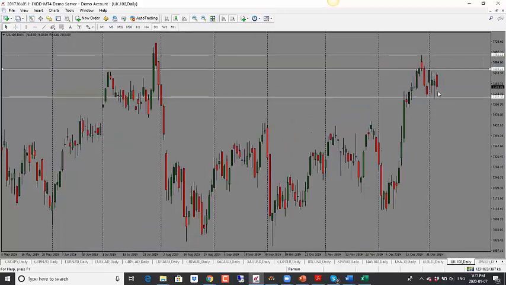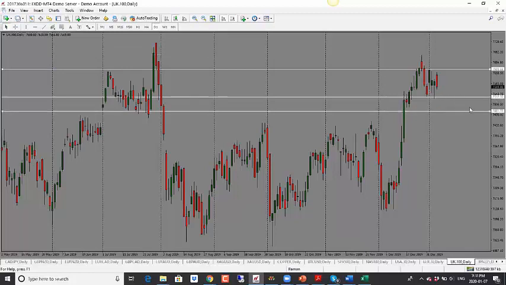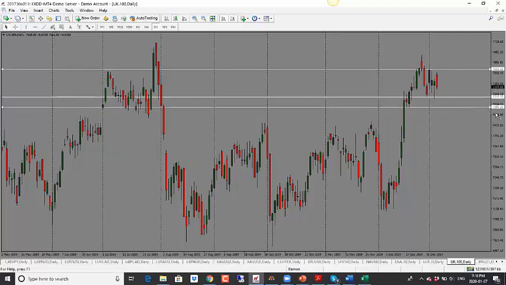FTSE, we do have a bearish candle close. So looking for price to drop into 75.30, which is the support level here. And then should it go further, we're looking at 7,500. So overall bias is bearish for FTSE as well.